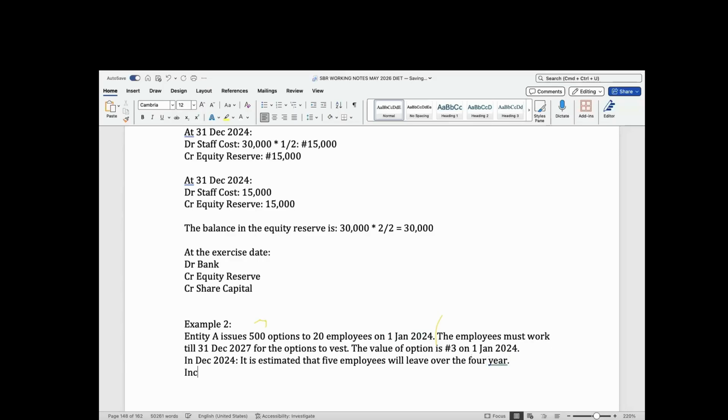And in December 25, 2 employees leave, and it is estimated that 10 employees will leave over the 4 years. Sorry, this is 25.